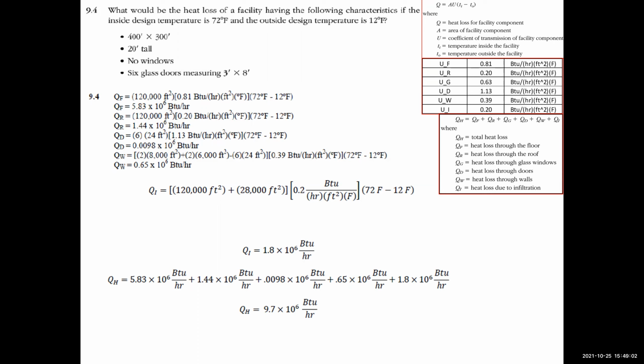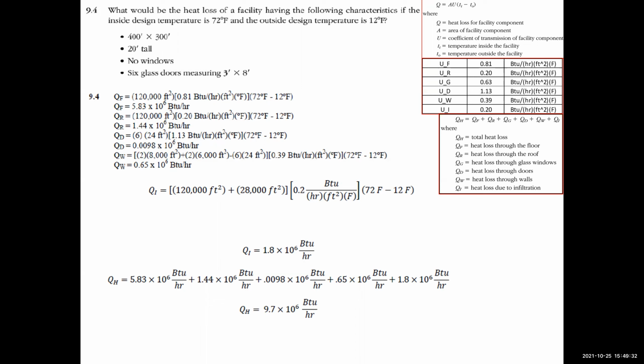And then we have the QI, which includes the area of the roof and the area of the walls. So we have 120,000 plus 28,000 multiplied by the factor 0.2 times the temperature difference. Once we get all the factors, we add them and we get 9.7 times 10 to the 6 BTUs an hour.